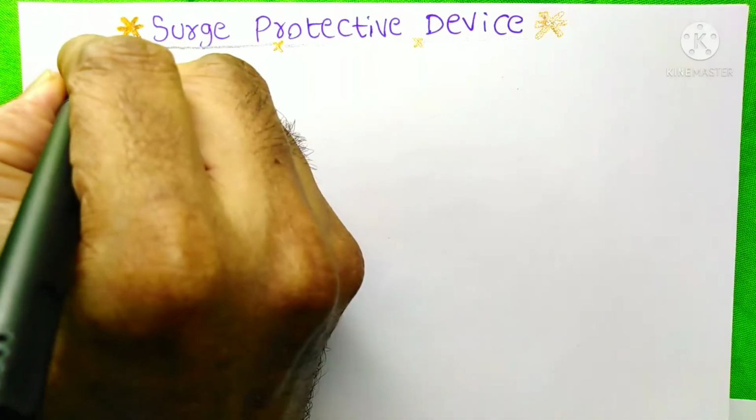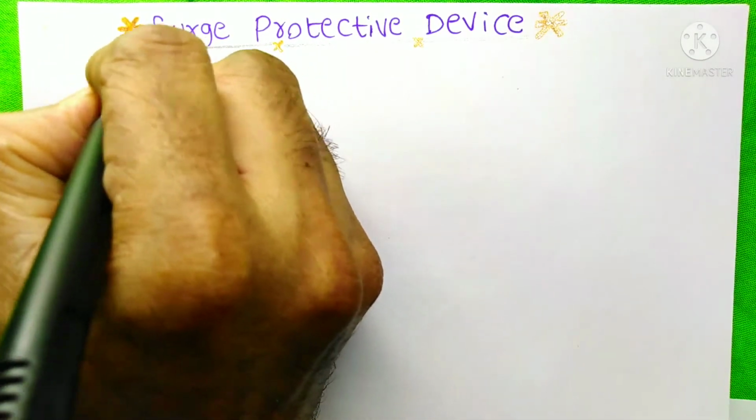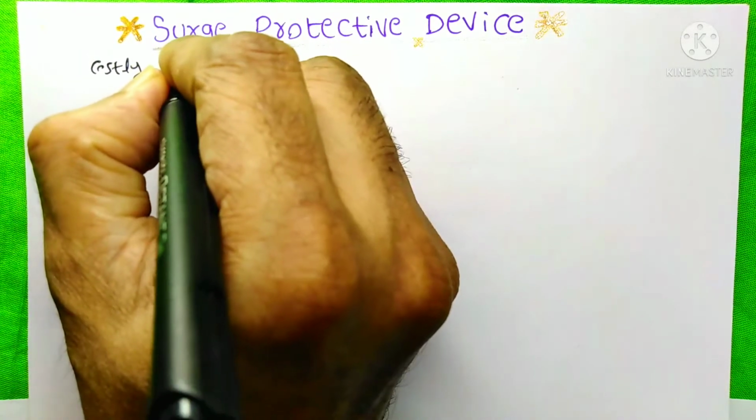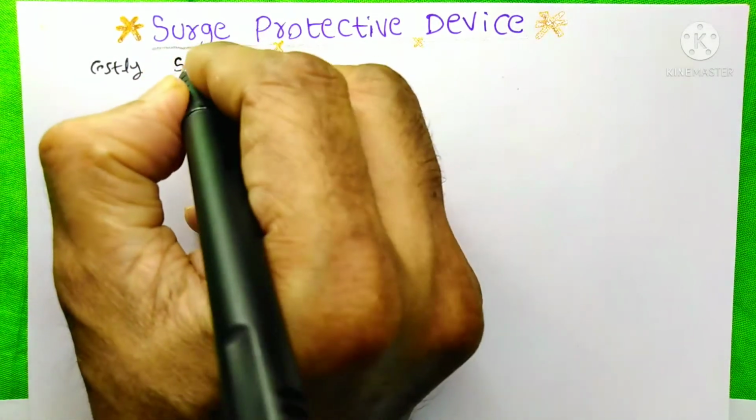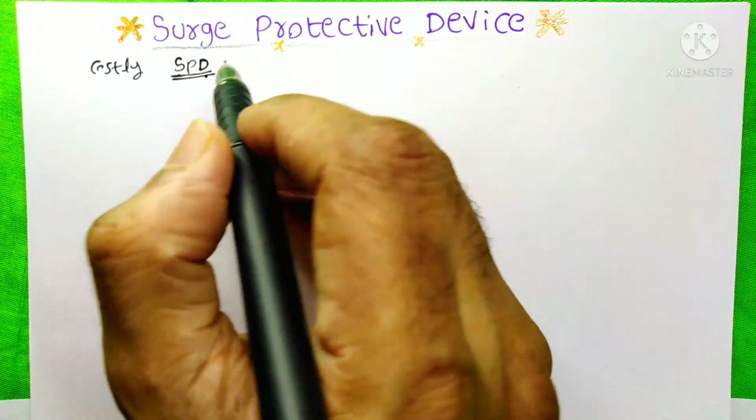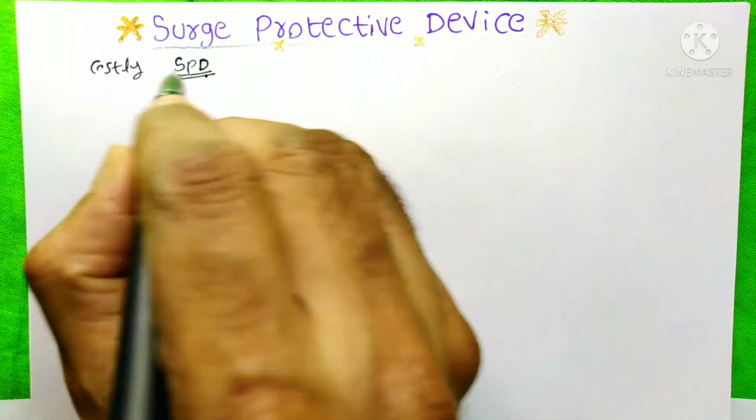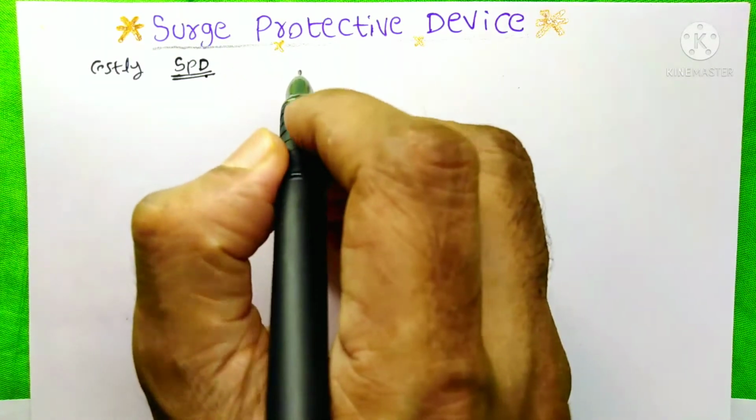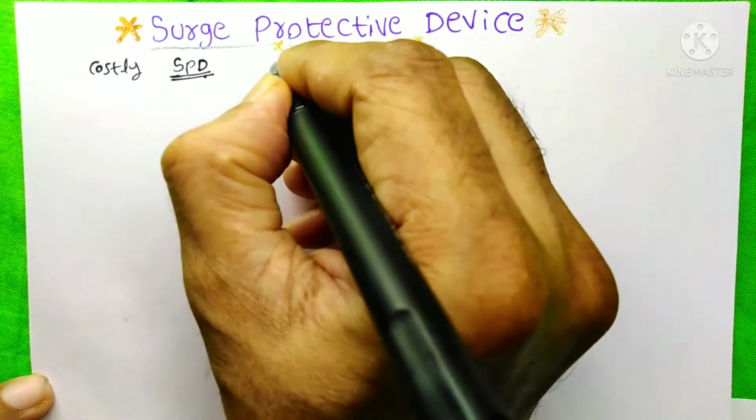To protect your costly electrical devices in your home or your industry, you must install the Surge Protective Device, also called SPD for short. I am an electrical engineer. You are going to get very valuable information through this video, so please don't skip this video till the last. Normally, this SPD works as an insulator.